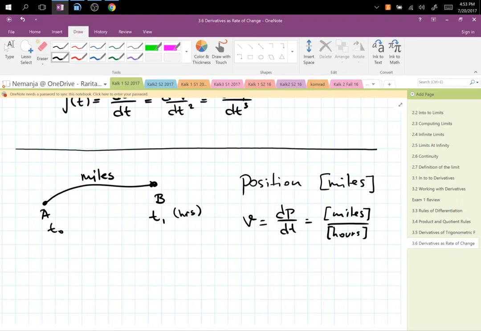And then you have your acceleration, which is change of velocity in time, which is miles per hour divided by hour, so it gives you miles per hour squared. Now you're used to meters per second squared for, let's say, acceleration of gravity. Well, gravity is acceleration, right?